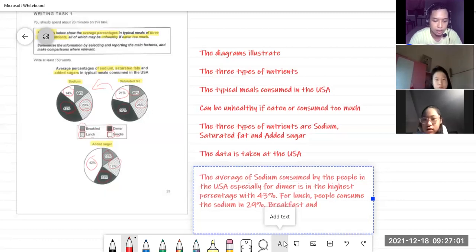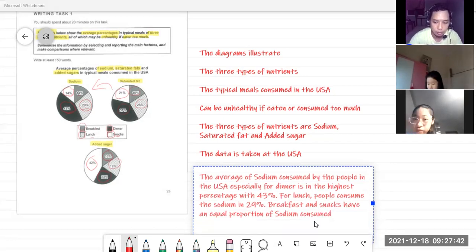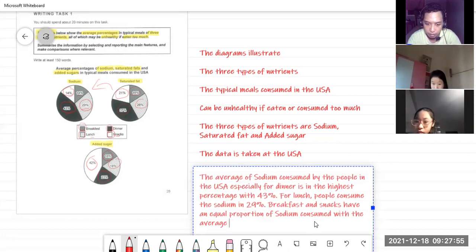Okay, breakfast and snacks have an equal proportion, because they are the same, of sodium consumed, with the average, how many percent? 14%. Okay, 14%.